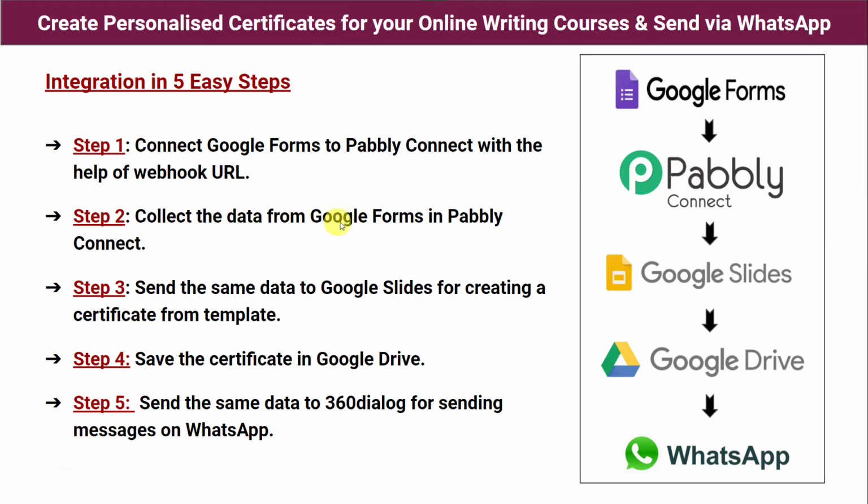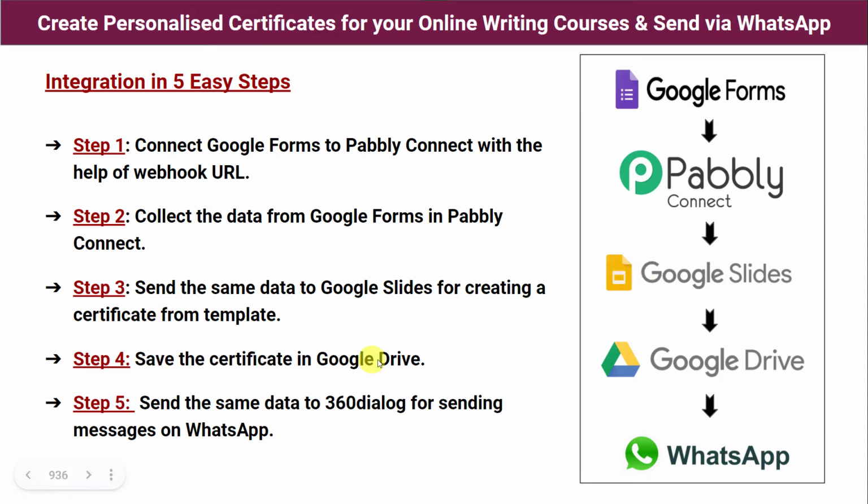Step 2. Collect the data from Google Forms in Pabbly Connect. So at step 2, Pabbly Connect is going to capture the data from Google Forms. Step 3. Send the same data to Google Slides for creating a certificate from a template. So at step 3, whatever data Pabbly Connect has captured from Google Forms, the same data will be sent to Google Slides, and using a template, a certificate will be created automatically.